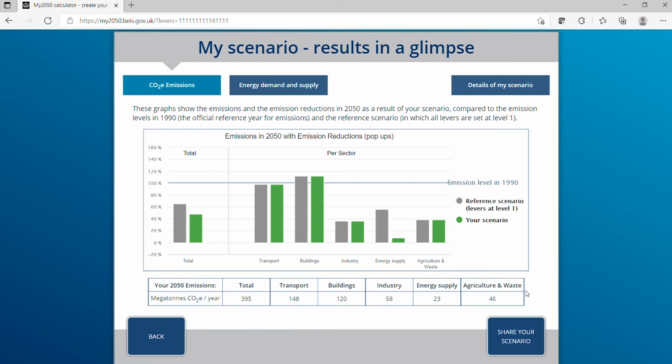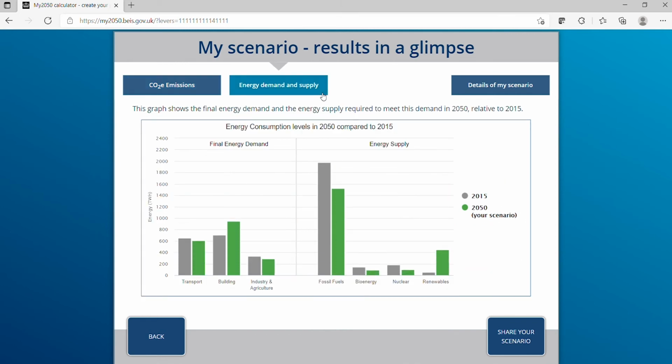This time, click on the Energy Demand and Supply button at the top of your screen. This takes students through to a second graph, which shows your scenario for final energy demand and supply in 2050 in green, relative to 2015 data in grey. And that's the end of the second lesson of the My2050 carbon calculator.